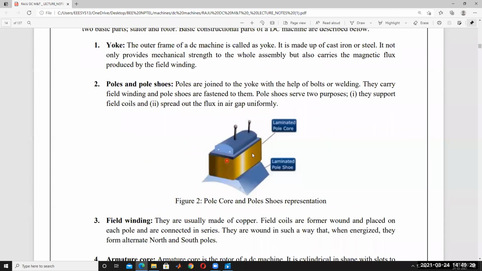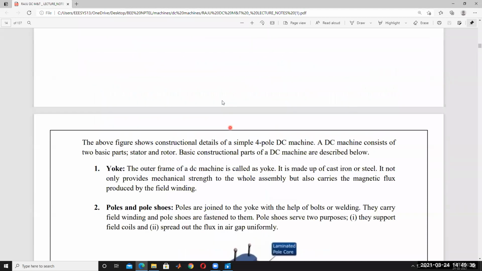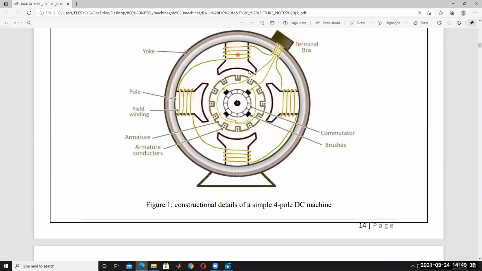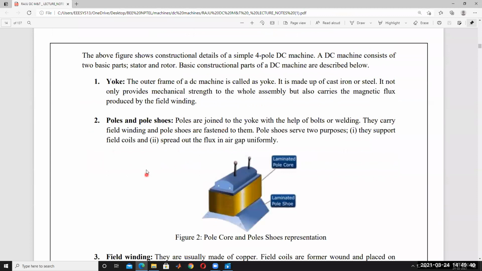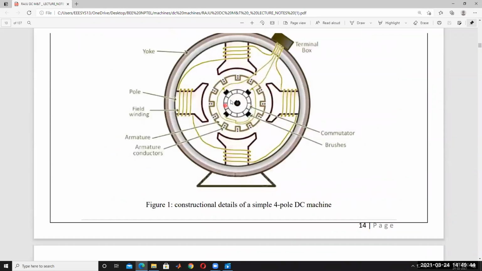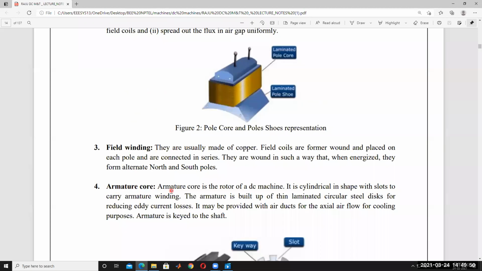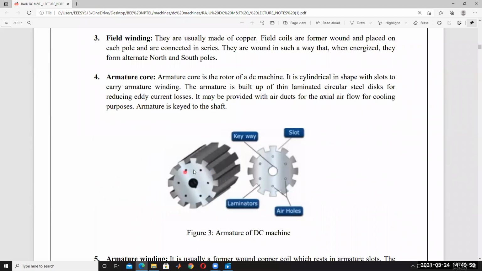The pole core is used to place the winding. This is the field winding, and generally the field windings are placed on the pole core. Then the armature core. The armature core is the rotor of a DC machine. Generally, it looks like this.